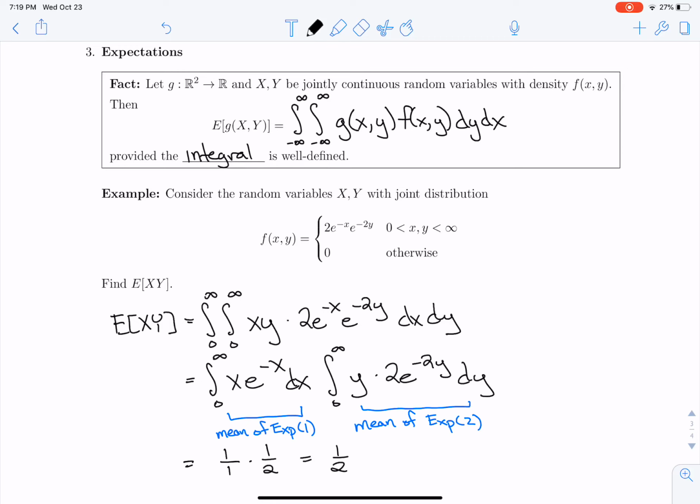So this concludes our lesson about joint distributions for continuous random variables. And we have these examples of finding probabilities using double integrals, as well as finding expectations using double integrals.